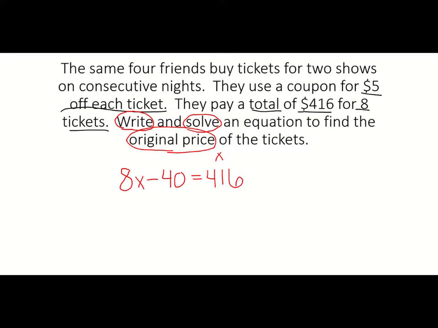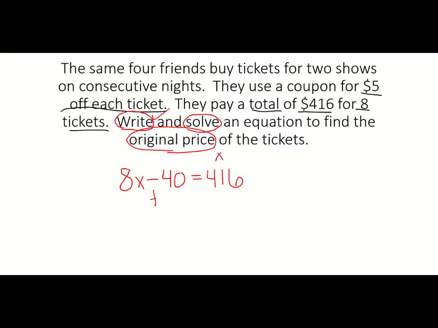So once I write my equation, again, I'm going to reflect on it and ask, does that make sense? So I bought 8 tickets at the original price x. I took away my discount, which would have been $40 overall, and that means we would have paid $416. So it does make sense with what the words say. So I can check off, I've written my equation. Now I need to solve to find the original price of these tickets.